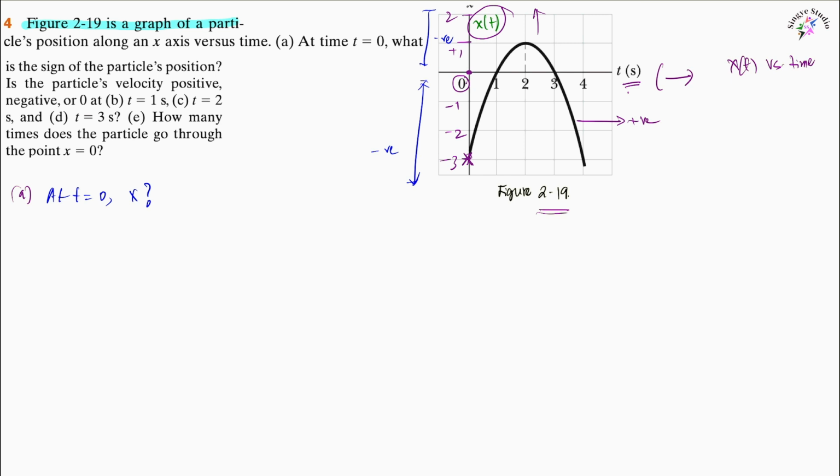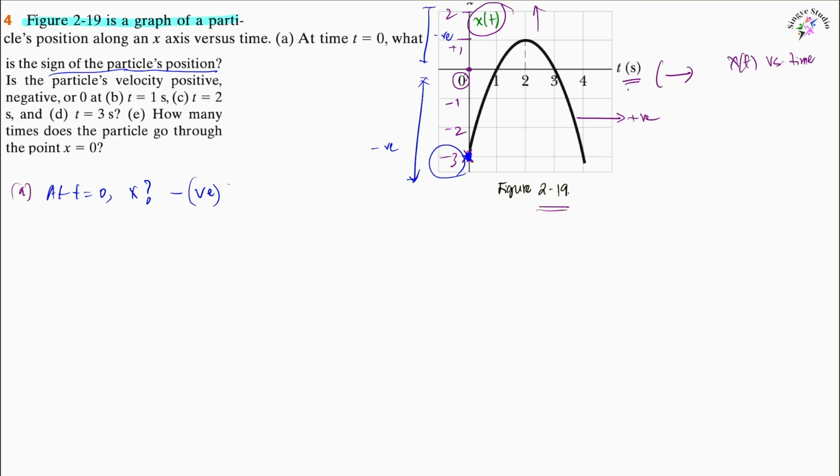And by looking at the graph, at t equals 0 the particle is here, and you can see that the initial position of the particle is -3. So the answer is negative. At t equals 0 the particle's position is negative.